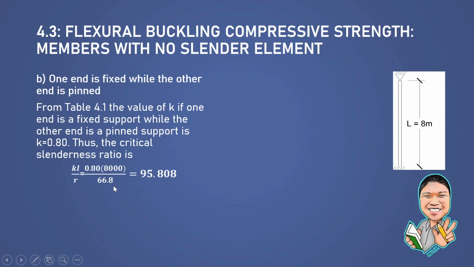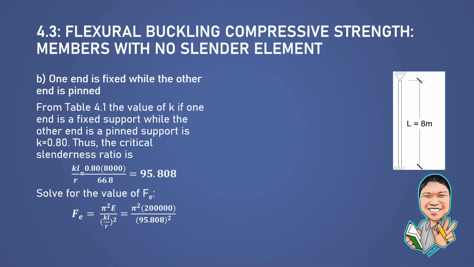So, the critical slenderness ratio is 0.8 times 8,000, which stands for 8 meters, divided by 66.8, yan yung ating r_y, di ba? So, ang sagot is 95.808. Therefore, hanapin natin yung Euler's critical buckling stress kasi yun yung kailangan natin. Fe is equal to pi squared E all over KL over r squared. So, pi squared times 200,000 divided by 95.808 squared.